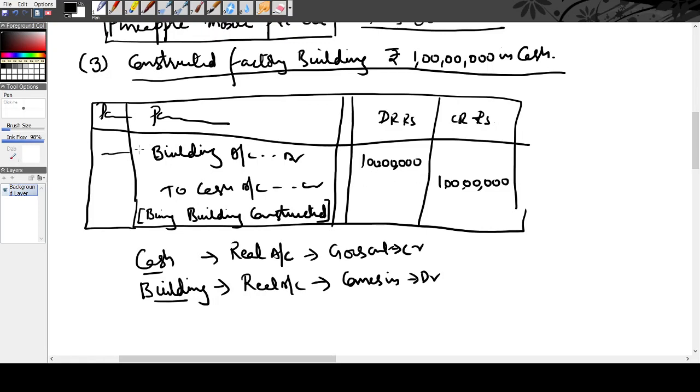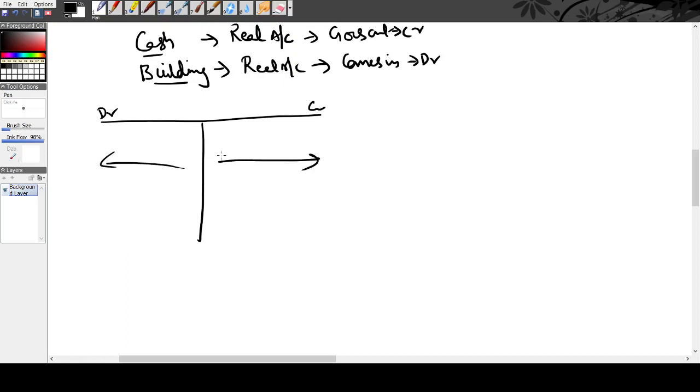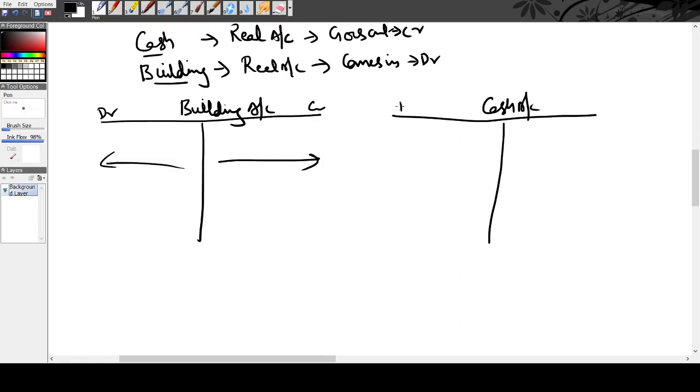Now, what is this journal entry actually about? What do I mean by this journal entry? What I mean here is there is an account called the building account. It has two sides, the debit side and the credit side. This portion is the debit side and this portion is the credit side. I named this the building account. This is actually a record of all the transactions relating to building. Then I have another account called the cash account. Again, we have two sides, debit side and the credit side. Left side is the debit side and the right side is the credit side.